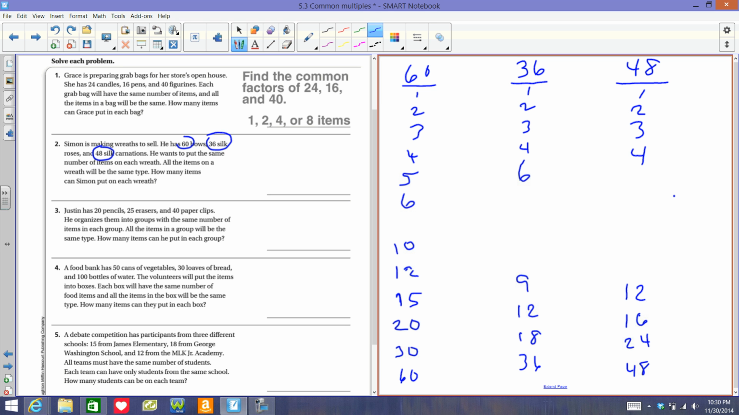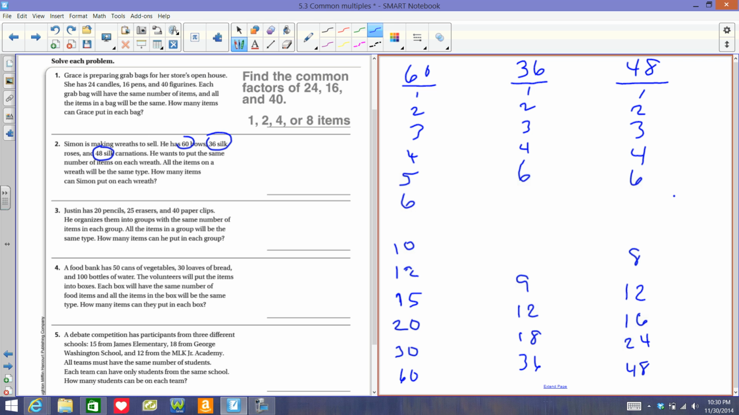5 won't work because it doesn't end with a 5 or a 0. 6 can't go into 48. 7, I'm a liar. 6 can, right? 6 times 8 is 48. I didn't give you a chance to find that out. 7 cannot go into 48. 8 obviously does, and that is it for that.